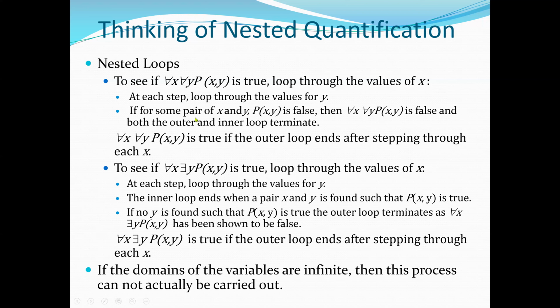So we said that if for some pair of x and y, P of x and y is false, then we know the condition here is false: for all x and all y, P of x and y is false. And both the outer and the inner loop will stop, terminate. So again, for all x and all y, P of x and y is true if the outer loop ends after stepping through each x value.